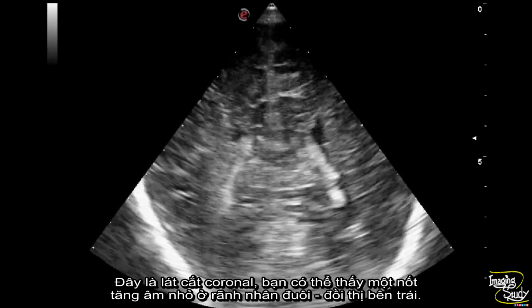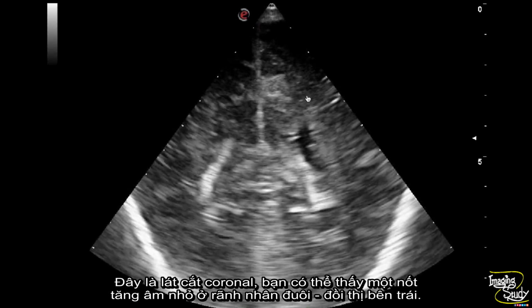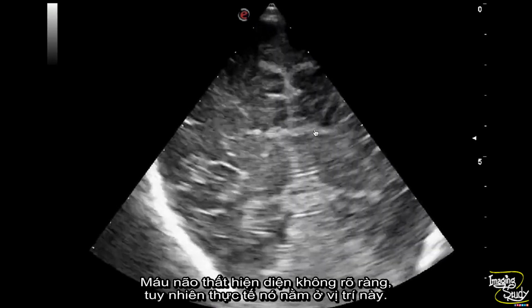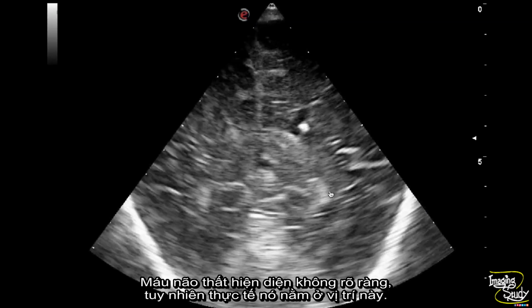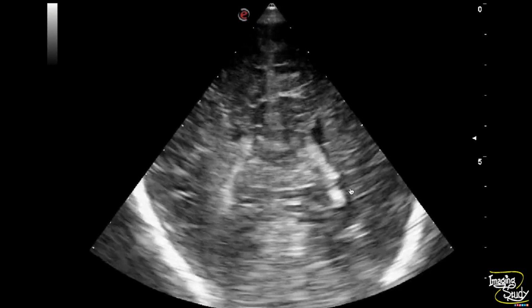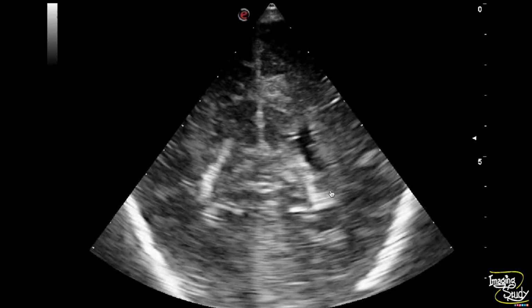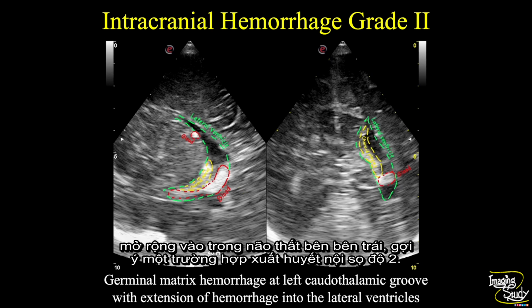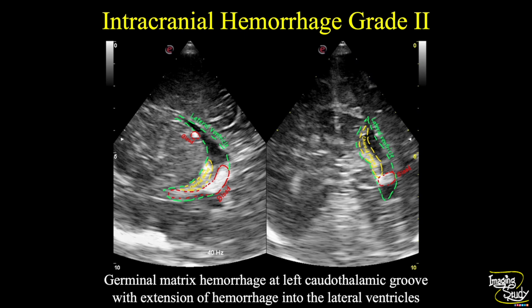Here's the coronal section. Here you can see a tiny echogenic focus at the left caudothalamic groove. The ventricular blood is not well visualized here, however, it should be located at this part. So here is the picture. You can see the hyperechogenic germinal matrix hemorrhage at the left caudothalamic groove, which extends up to the left lateral ventricle here, indicating it as a case of grade 2 intracranial hemorrhage.